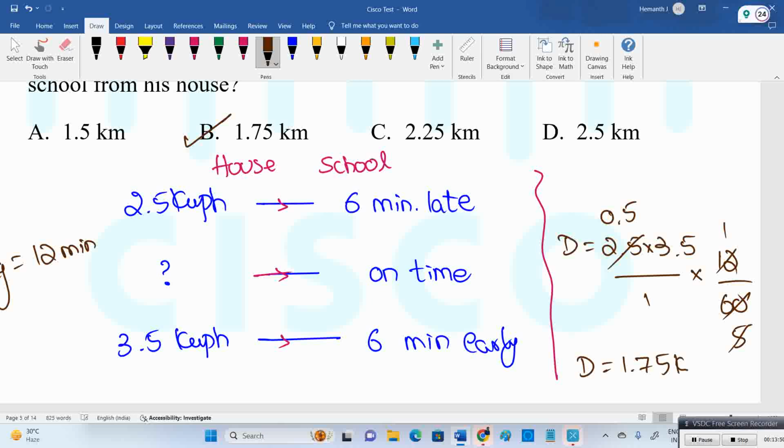So half of 3.5 is 1.75 kilometers. 1.75 kilometers. But many people may not understand how you got that formula and all. We'll discuss. This is the shortcut way you can solve the question.